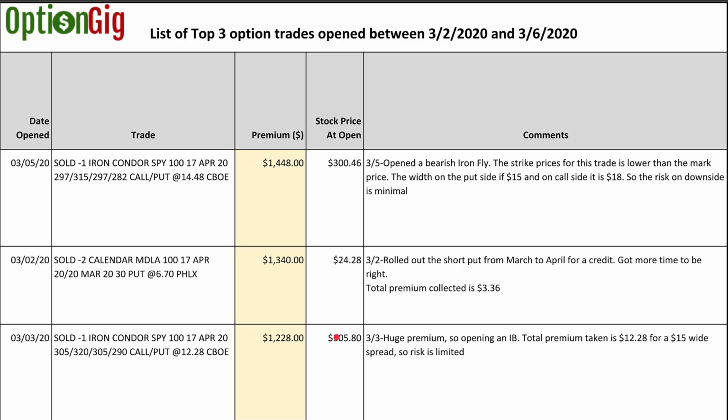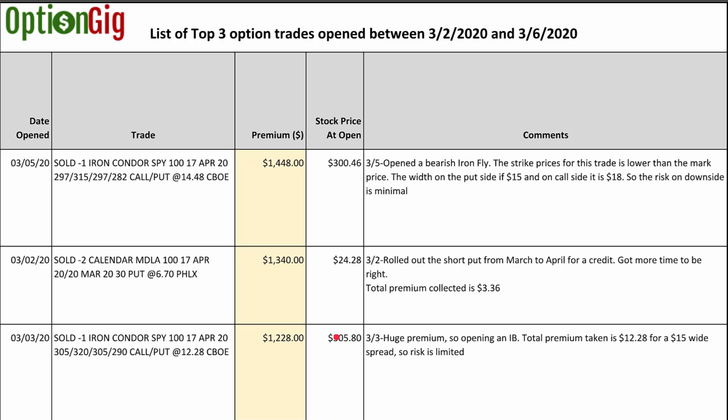And also because I went a little further down and had a wider call spread, the amount of premium that I collected is $14.48, and the total width on the put side is just $15. So my max loss on the put side is $52 only, and with the IV so high and the max loss so low on the put side, I think it was a no-brainer for me to open the trade.